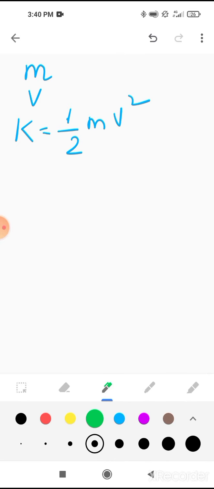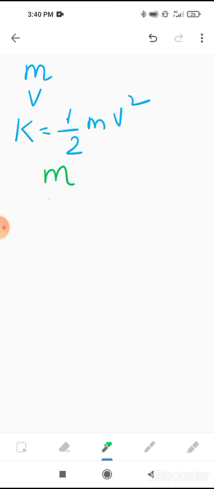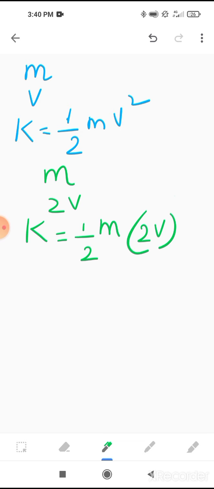Now question number 6. Two bodies of equal masses move with uniform velocities v and 2v respectively. Find the ratio of kinetic energies. For the first body, let the mass be m, velocity v. So its kinetic energy will be half mv square. For the second body, mass is the same but velocity is 2v. So its kinetic energy will be half m into 2v all square, that is half m 4v square.